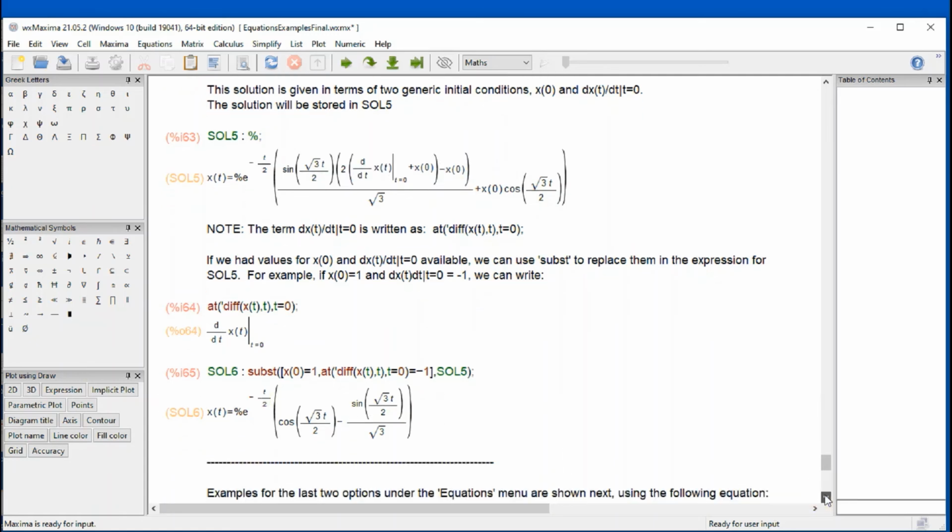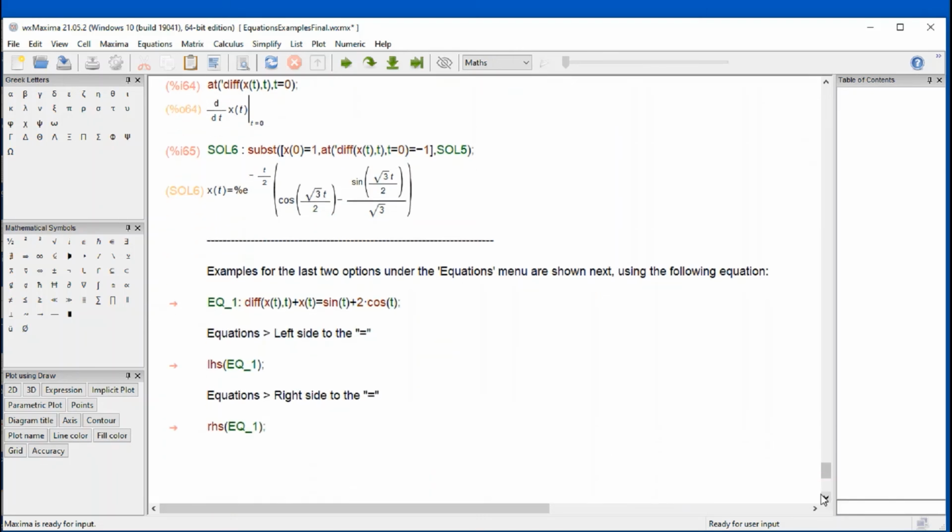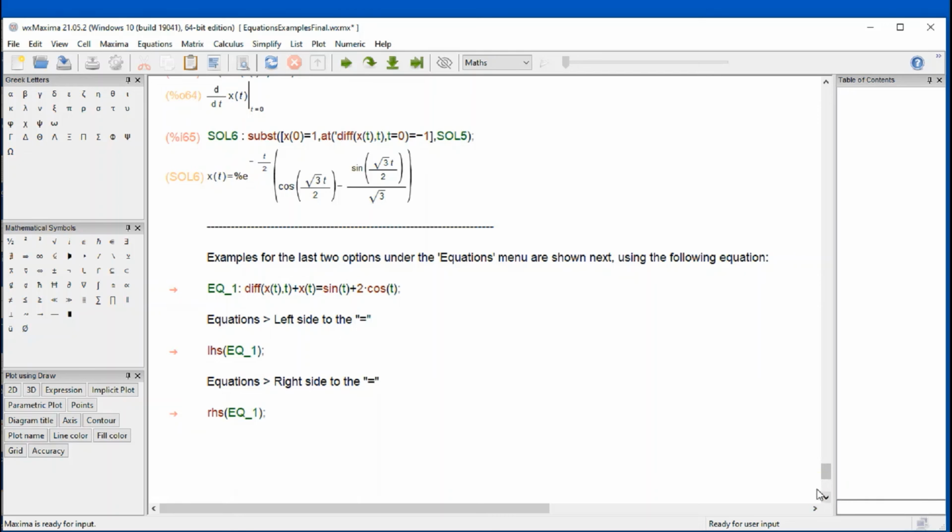And that's how you would solve an ordinary differential equation using the Laplace transform and substituting the initial conditions.